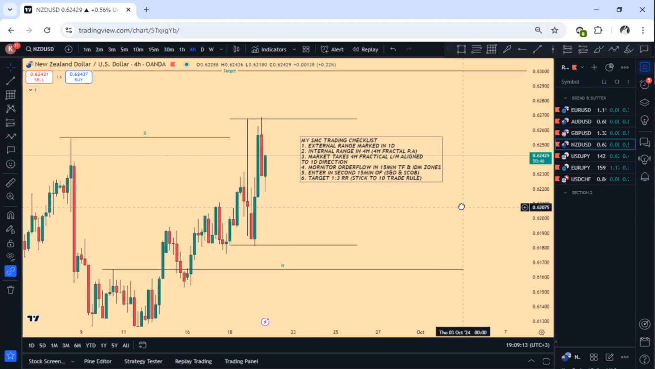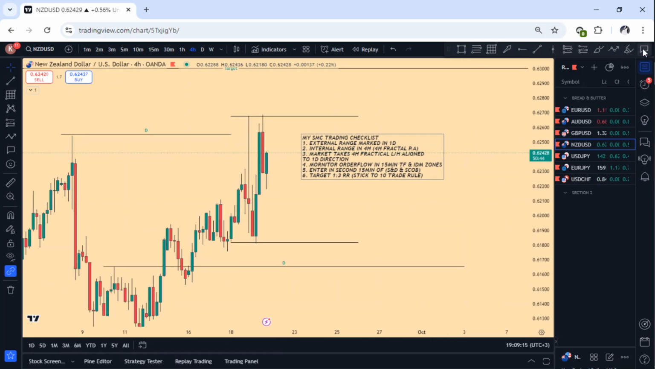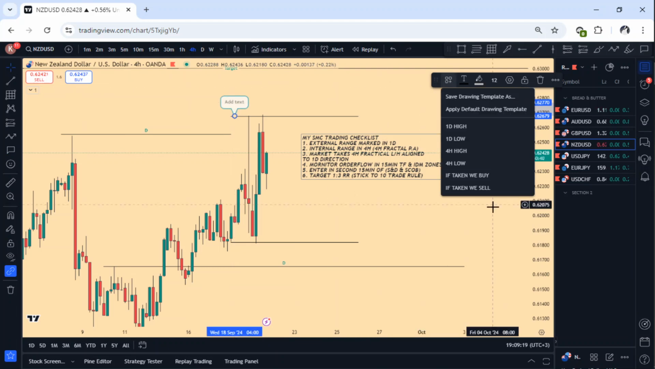Let's now proceed. So let's mark this. We have to mark this our daily high. This is our target of the day. As you can see, the target of the day has already been hit because our TP has already been hit, but I'm just doing a trade recap.